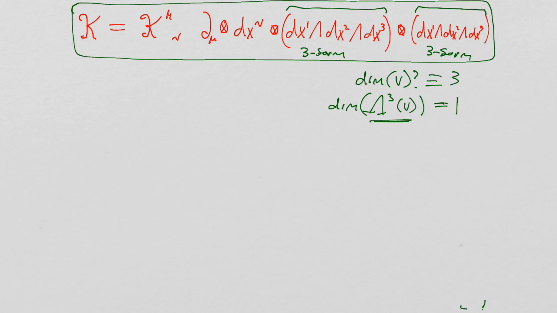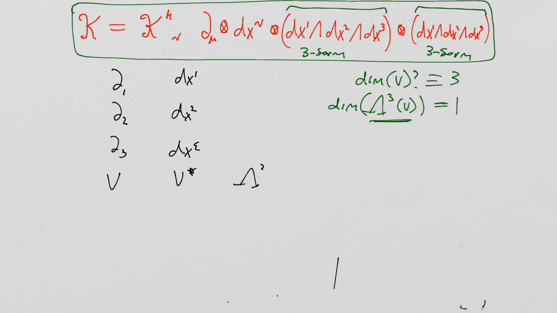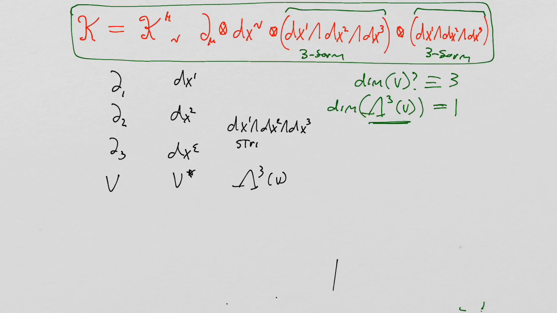So just to be clear on this, this means we have a partial 1, a partial 2, and a partial 3 as vectors as a basis of V, and there's dx1, dx2, and dx3 that are basis vectors of the dual space. And the only basis vector of lambda 3 V is the single basis vector dx1 wedge dx2 wedge dx3 in the strict coordinate basis. And we're using that strict basis. So we've thrown that strict basis into here, and we've done a tensor product on them.